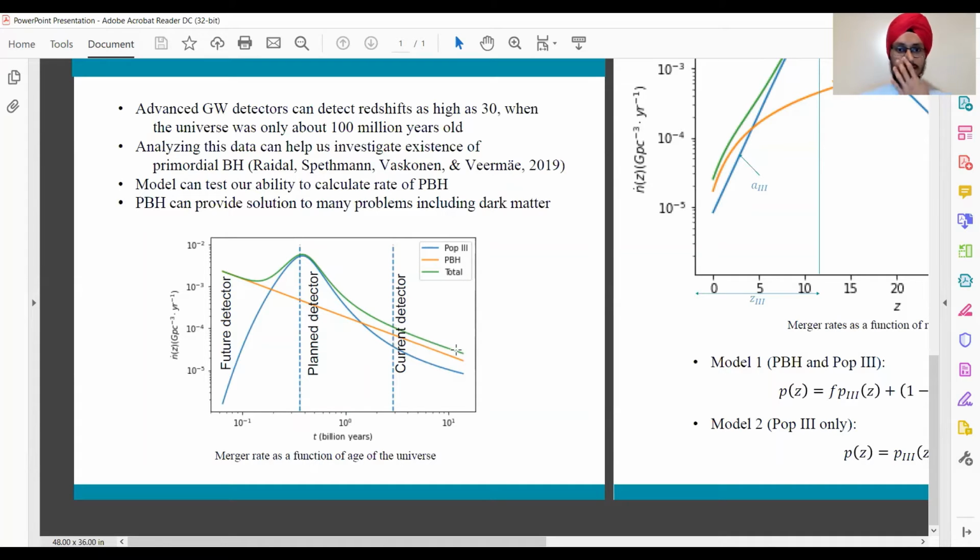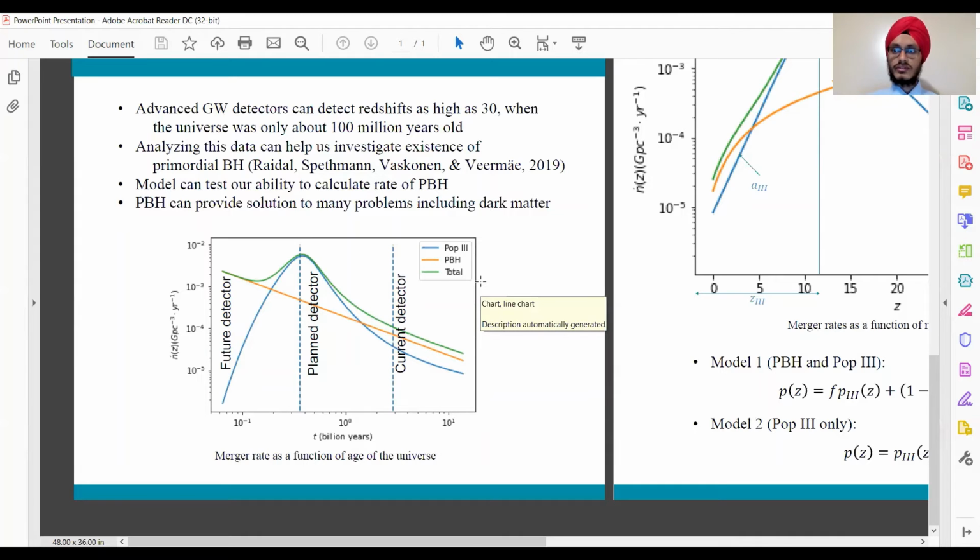any interesting trends. The trends being observed here are the blue line is the population 3 black holes, the orange line is the primordial black holes, and the green line represents the total, which is the signal that we observe using LIGO or other gravitational wave detectors. To be able to understand the signal or study it, we need future detectors which can go all the way back to 100 million years and observe these interesting trends.